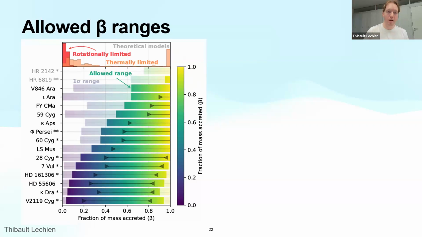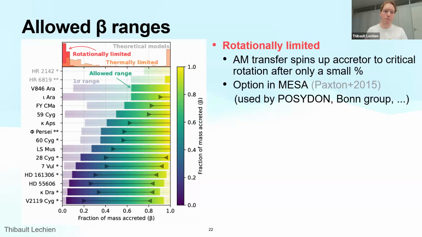And then if we compare this to the theoretical predictions at the top, we see that the rotationally limited model, which is commonly used in detailed binary evolution models, only predicts a very small amount of accretion. This is an option used in the MESA stellar evolution code, and then also used by POSYDON, the population synthesis code, and large grids of the BPASS group. But this model is in very strong tension with all of our allowed ranges for these systems.